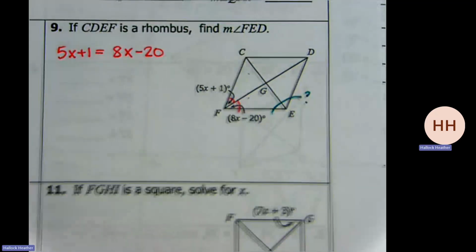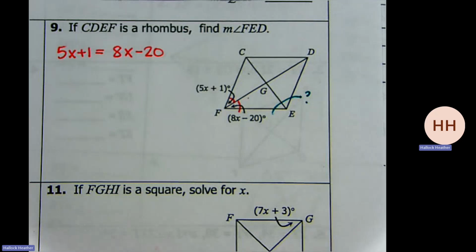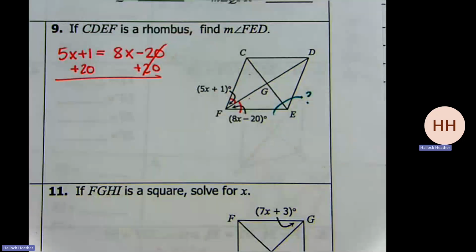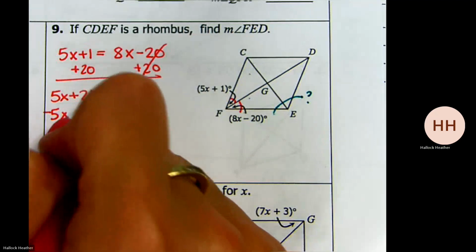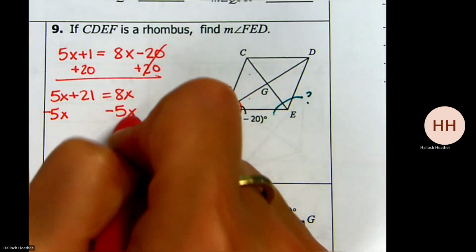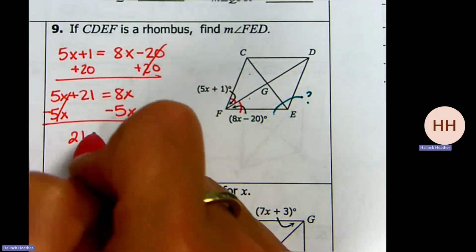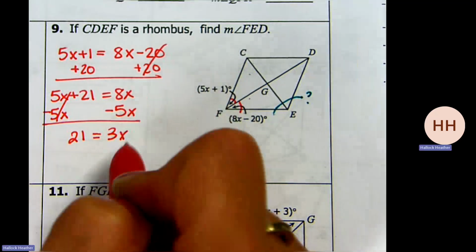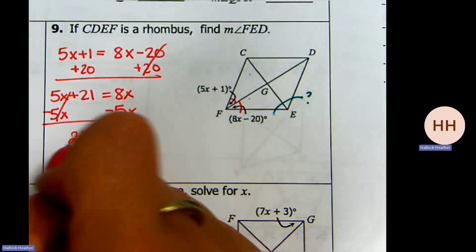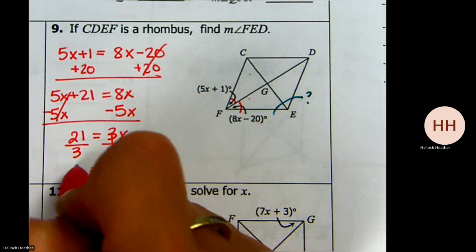Take a second, solve your equation. I'm going to add 20 because that's easier than subtracting 1. So if I add 20 to both sides, 5x plus 21 equals 8x. Now I can minus 5 to both sides. So I get 21 equals, why am I having a brain fart? 3x. I can't even subtract. Divide by 3. So x is 7.